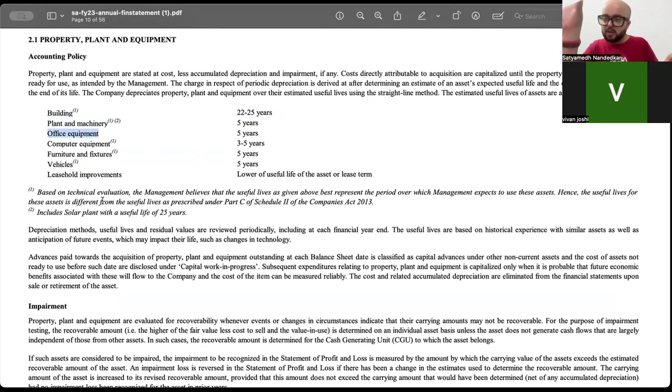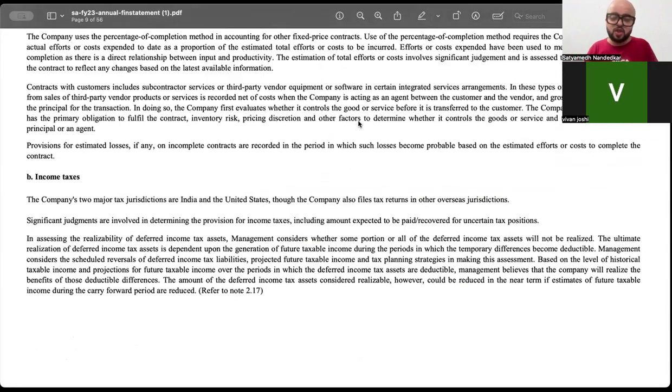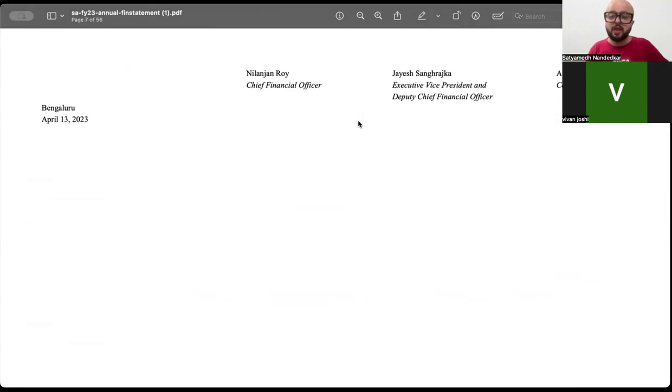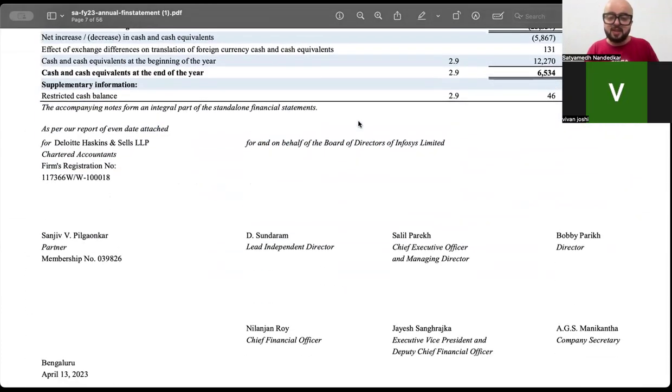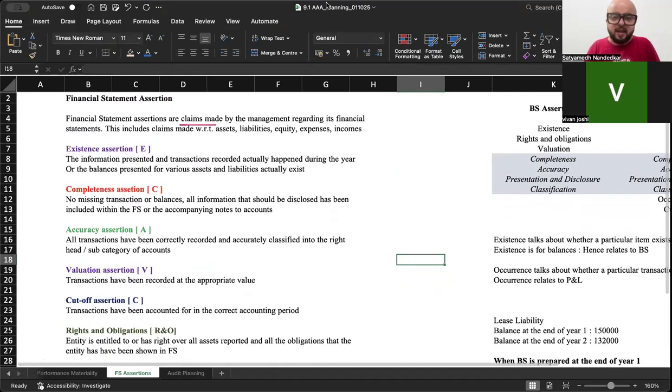Then I am saying that okay, this has been prepared as per the Companies Act, and all of that. So what are financial statement assertions? Financial statement assertions are claims made by the management regarding items that are presented in the financial statements. Okay, so with that in mind, let's go back and see how management makes that claim.